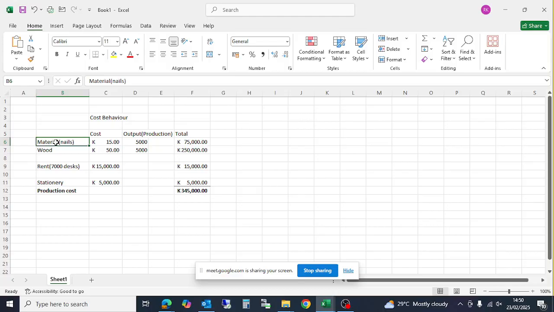Okay, so this is what I want to explain. In this breakdown that I've just made, we have materials, we have wood, which is also materials.